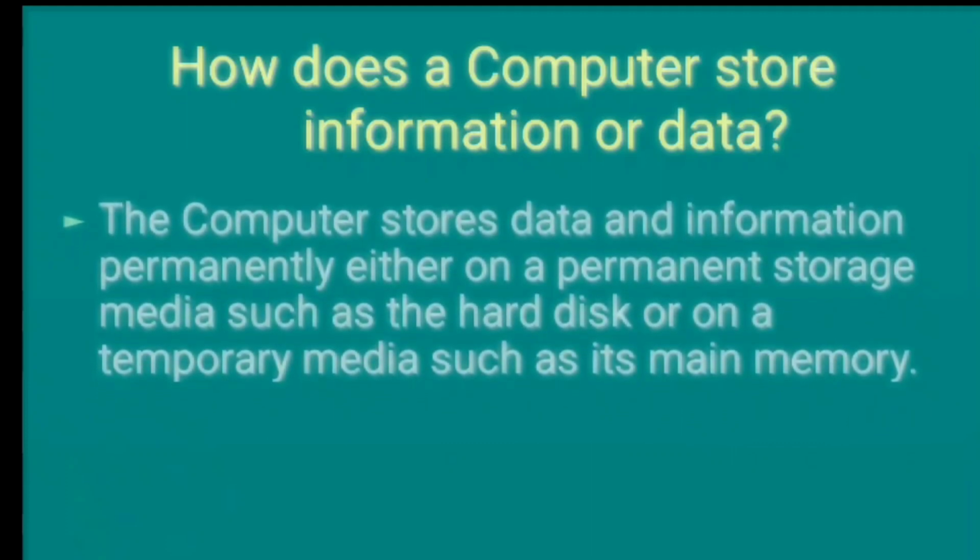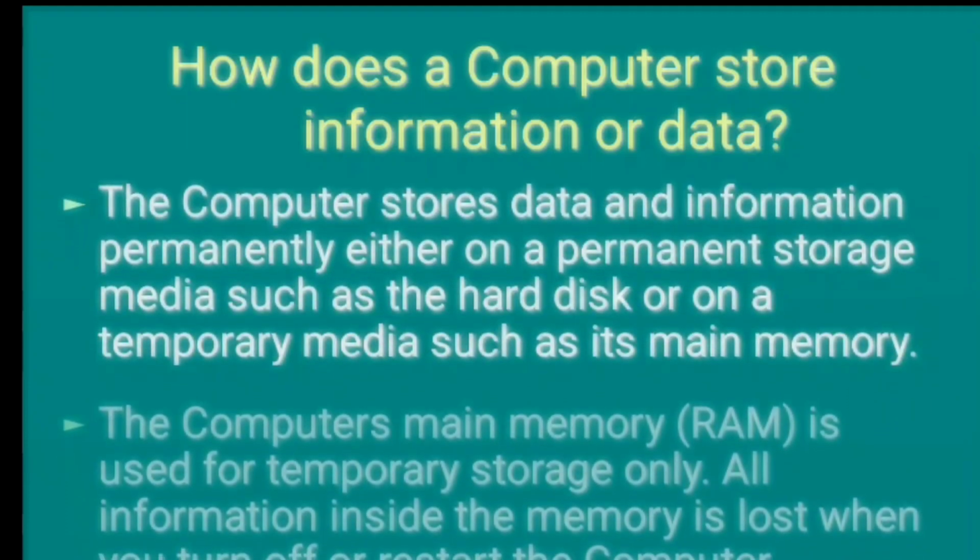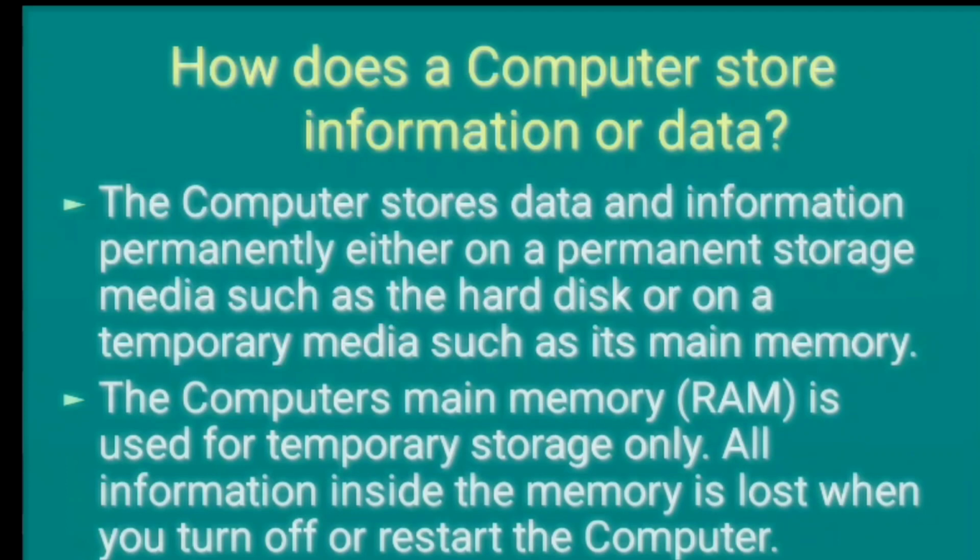How does a computer store information or data? The computer stores data and information either on a permanent storage media such as the hard disk or on a temporary media such as the main memory. The computer's main memory, RAM, is used for temporary storage only. All information inside the memory is lost when you turn off or restart the computer. RAM is short for random access memory.